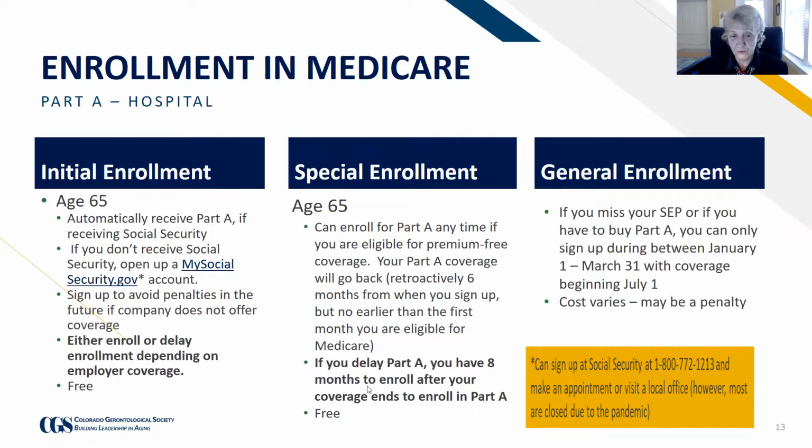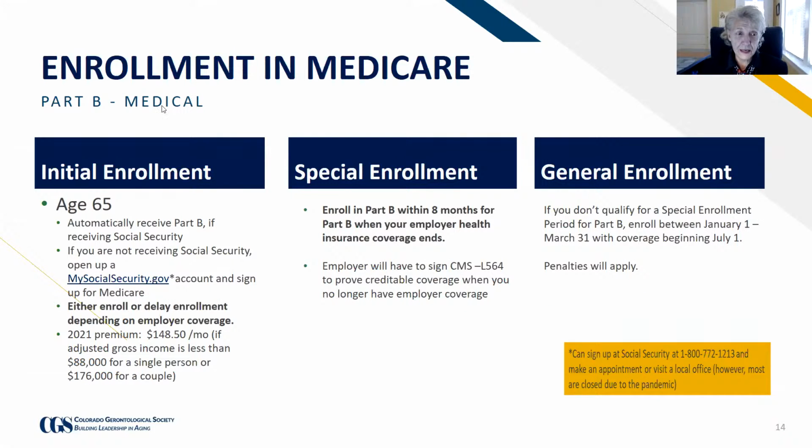If you miss for some reason or other this 8-month enrollment period and you don't do the special enrollment period correctly, then you have to do the general enrollment. Or if you do not delay over here on the initial enrollment correctly and get the special enrollment, then you're over here in the general enrollment. The general enrollment basically is between January 1 and March 31, and coverage begins July 1. And the cost may vary. Usually it's free, but now you will have triggered a penalty.